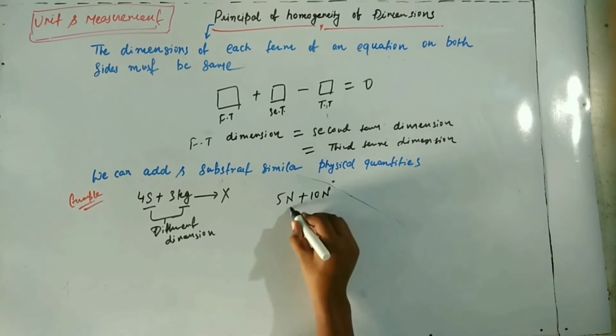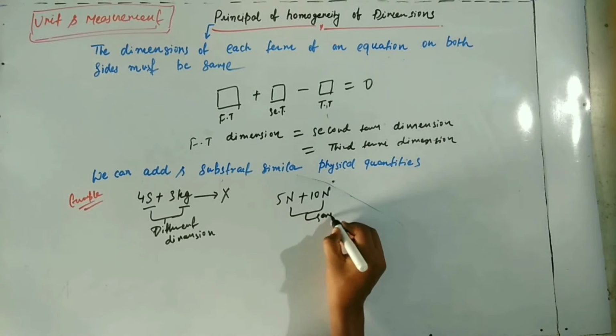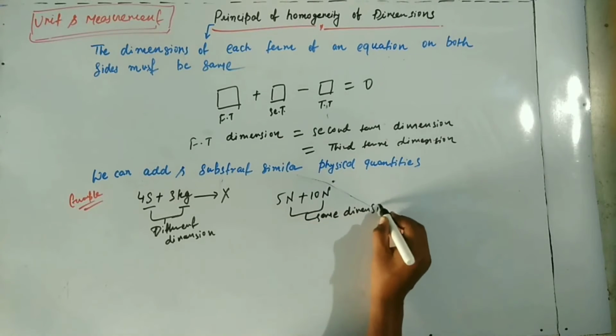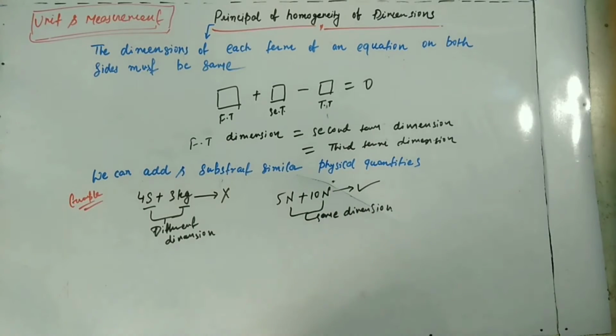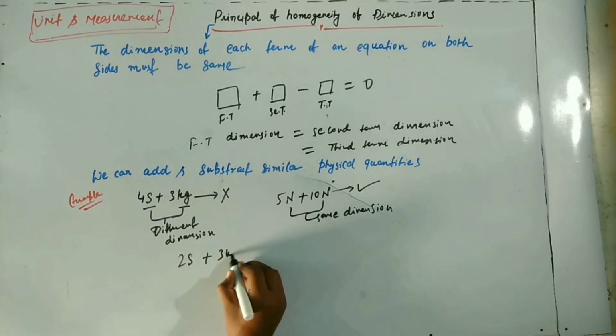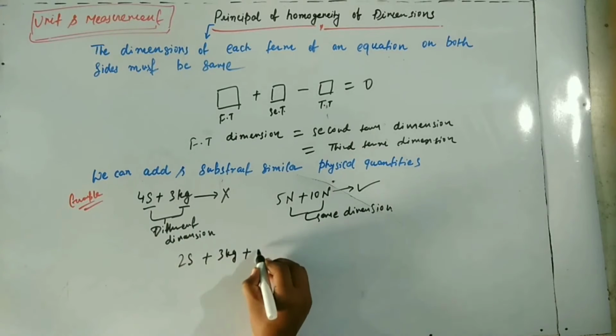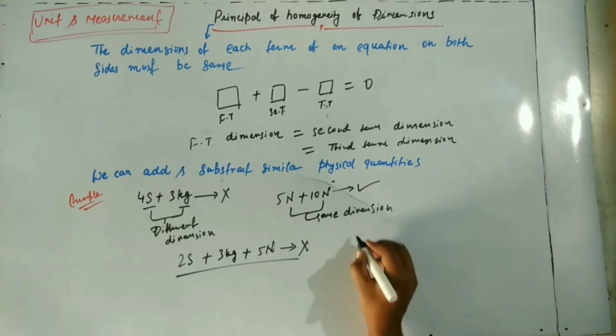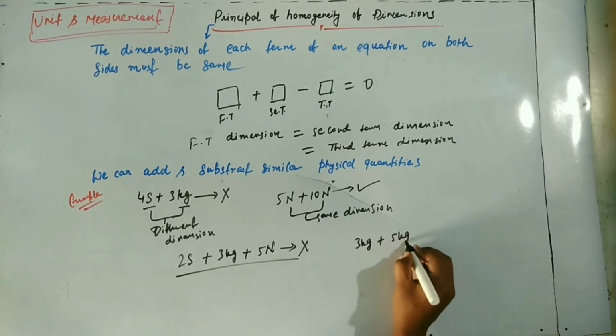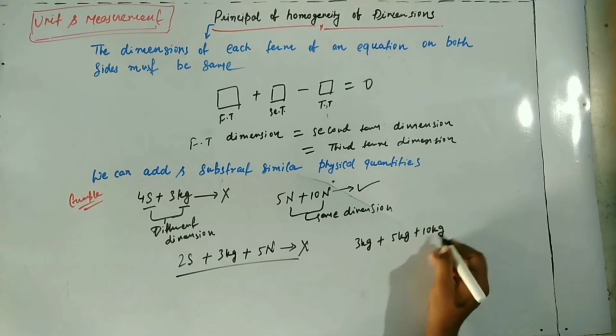Next one is 5 newton plus 10 newton. Both terms have the same dimensions, so this equation is correct. This equation follows the principle of homogeneity. Next, if the equation is 2 s plus 3 kg plus 5 N, this one is not correct.